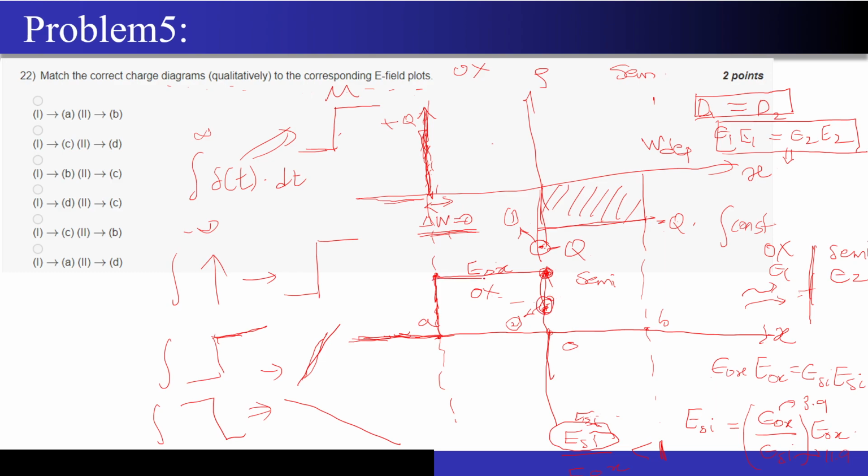So this is what my EOX was. Now it will fall down, immediately it will fall down. And since this is the integration of a negative constant, it is a decreasing ramp, which I have shown over here. So I will have a decreasing ramp actually.